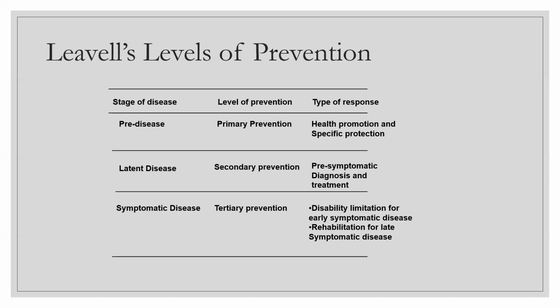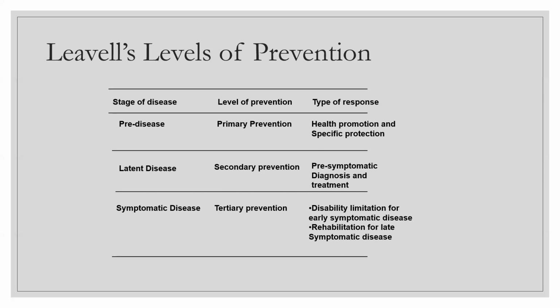And then for primary, the stage of the disease is pre-disease, which means exposure has happened, but the disease has not yet occurred. Pre-disease. That's the stage of activity in primary prevention. And then the type of response, the type of activities carried out to implement primary prevention are health promotion and specific protection. We'll come into this in detail.